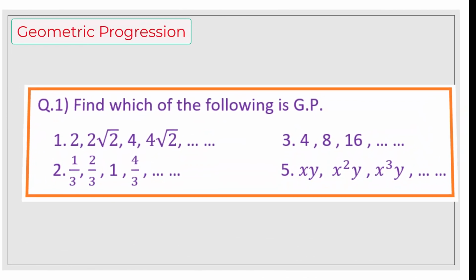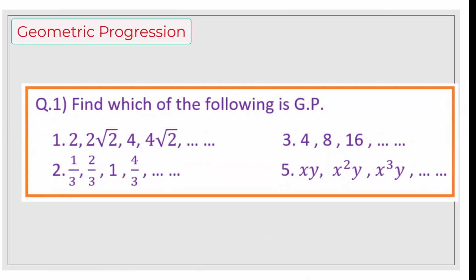Let us consider some cases where we can apply the information we learned so far. Here are some sequences of numbers. We need to check if they are in GP or not. If they are in GP, it will have a common ratio. In other words, all the pairs of two consecutive terms of the sequence will give the same ratio.